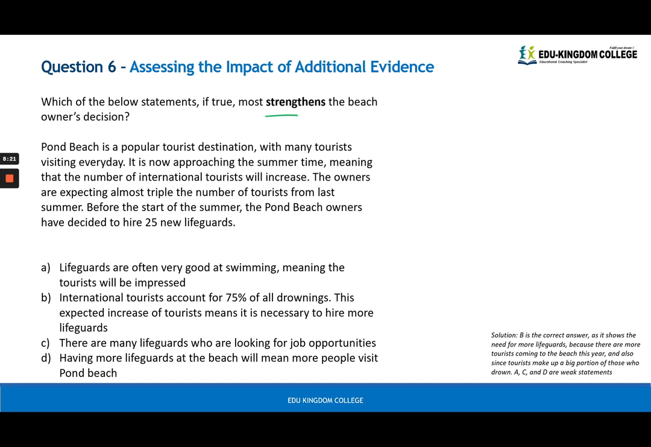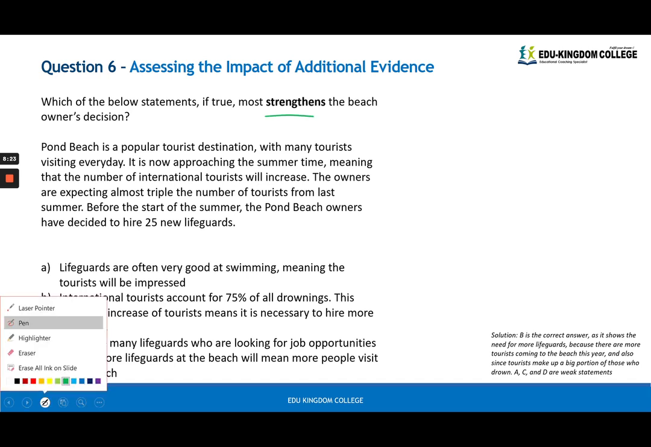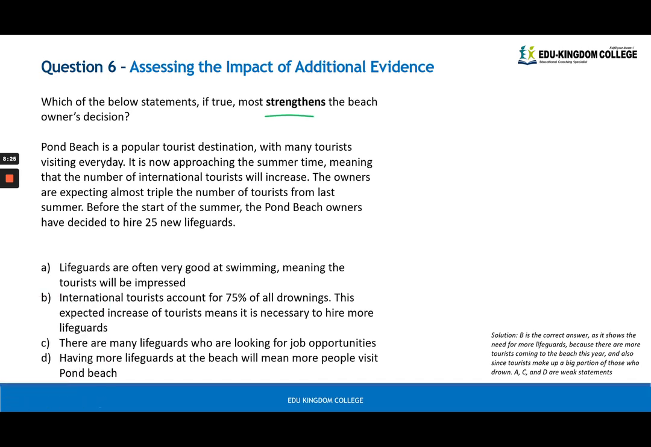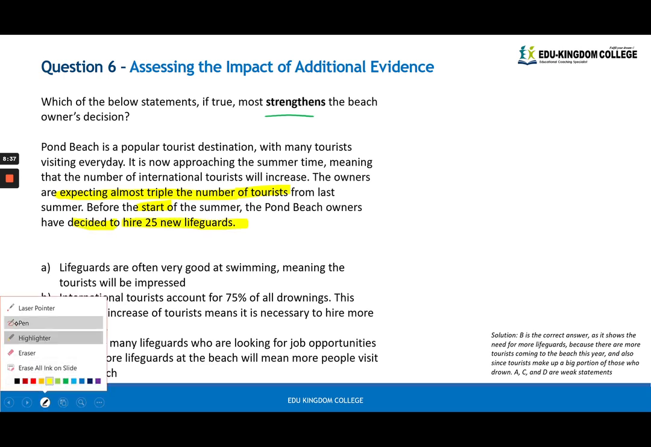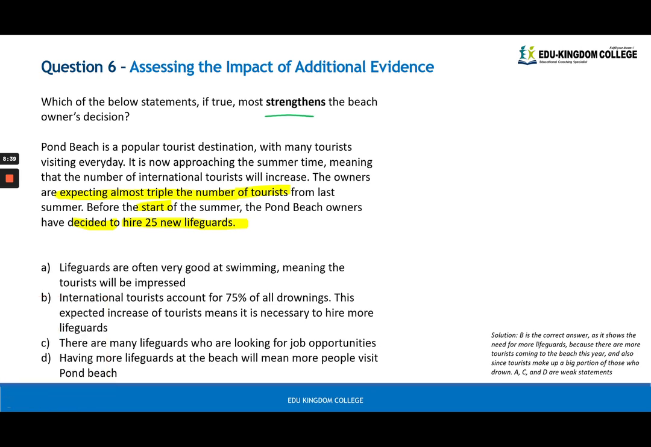Okay, which one most strengthens the beach owner's decision? What is his decision? The owners are expecting almost triple the number of tourists from last summer. So before the start of summer, the Palm Beach owners have decided to hire 25 new lifeguards. That is their main decision. Okay, so if we wanted to strengthen it, we preferably want something with a link to the increased number of tourists and a reason as to why we're hiring more lifeguards. And actually, B is the best answer.